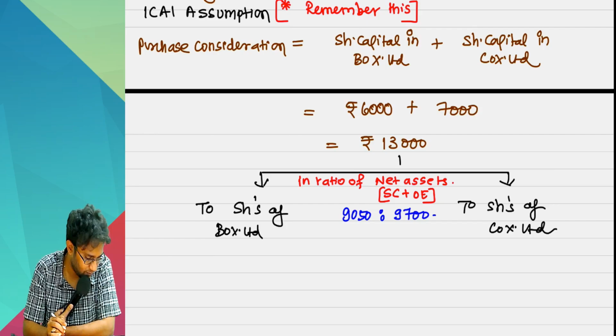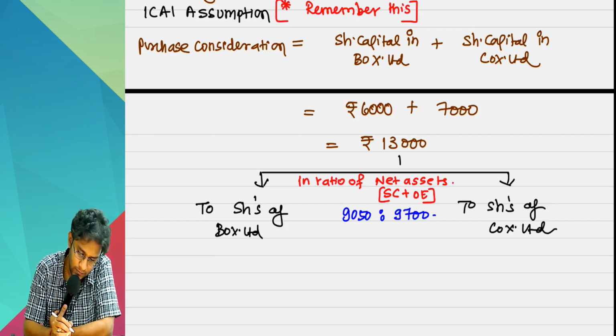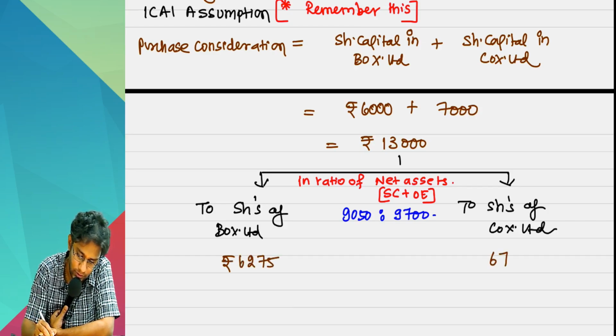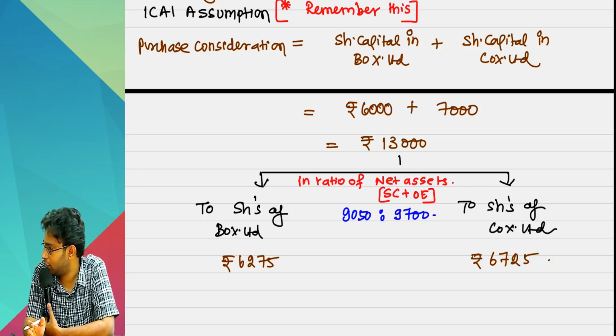Allocate this, please. 6275, and this will be 6725. Huh? Otherwise it won't be 13,000.